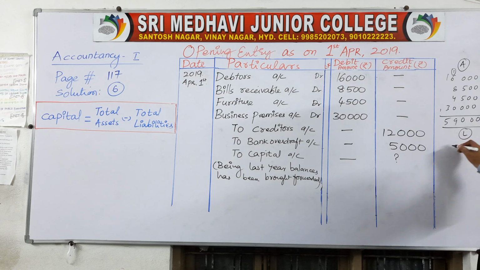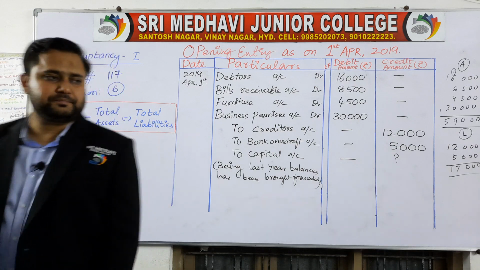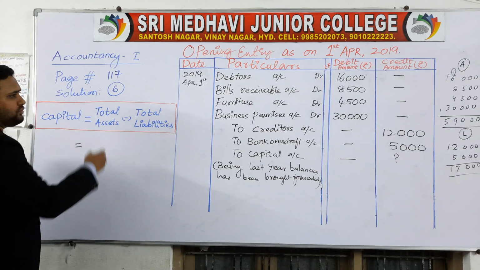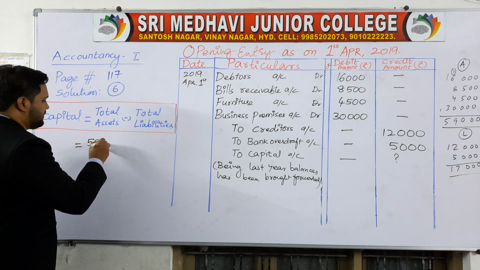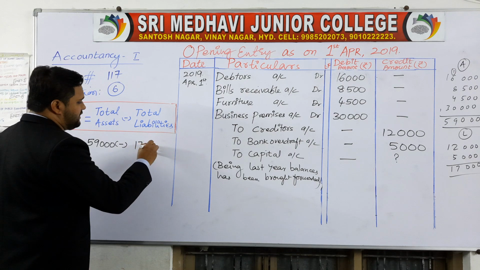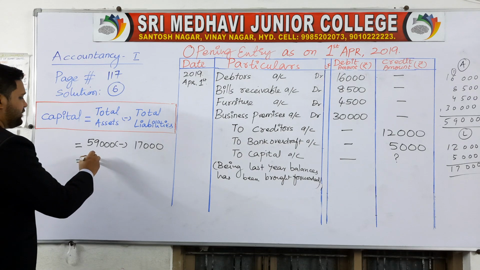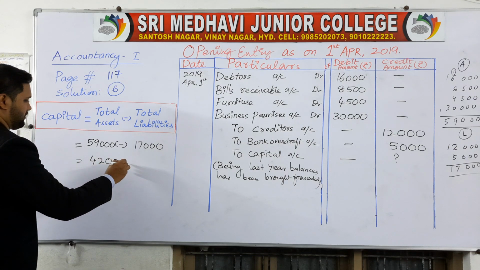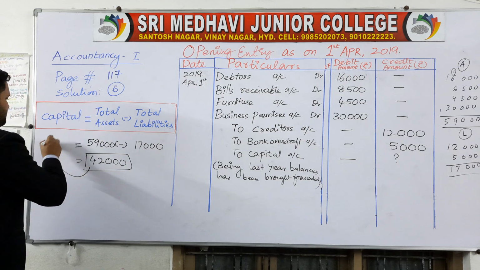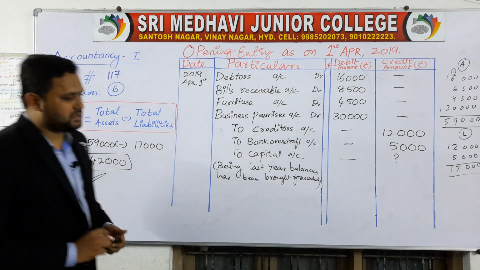What about the liabilities? 12,000 plus 5,000, how much? 17,000. 17,000 is the total of liabilities. Let's see how much is the capital. Capital is equal to total assets, 59,000, minus total liabilities, 17,000. 59,000 minus 17,000 is 42,000. So this is your capital. 42,000 is the capital. This is your answer.